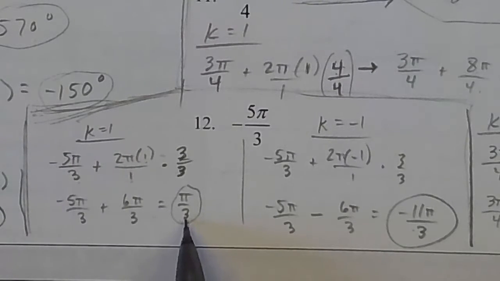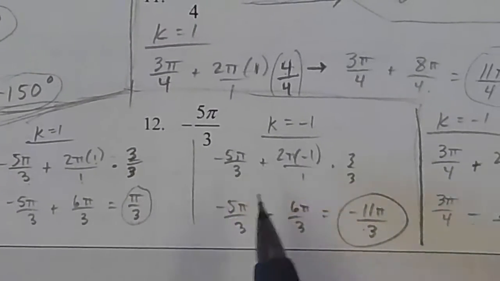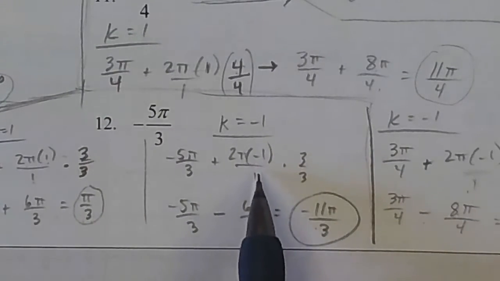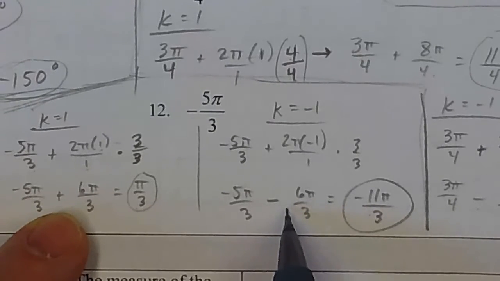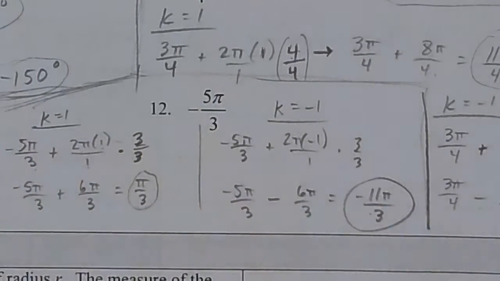Okay, so I definitely don't want to go to a K value of 2 because that's just going to increase that value higher to another positive. We want to go the other direction to get a negative. So now I just change it to a negative 1, which means now we're just going to make this minus 6 pi over 3 instead of positive 6 pi over 3. So negative 5, take away 6, we're at negative 11 pi over 3.